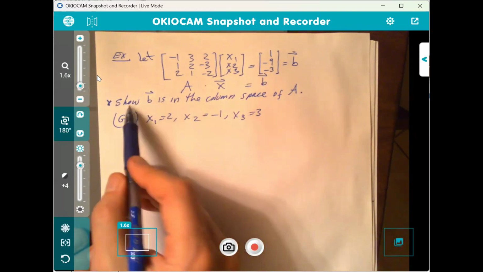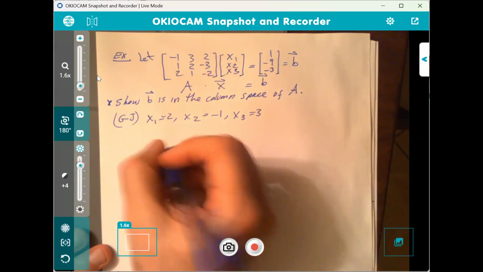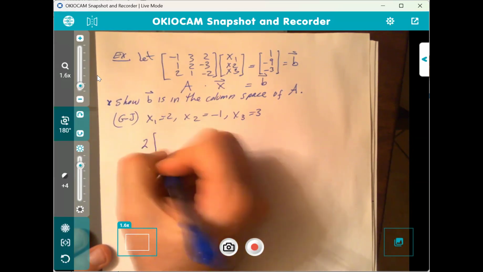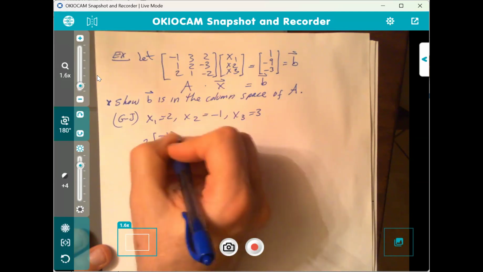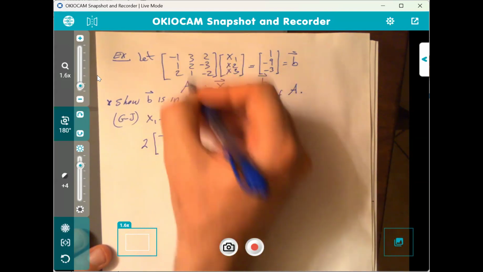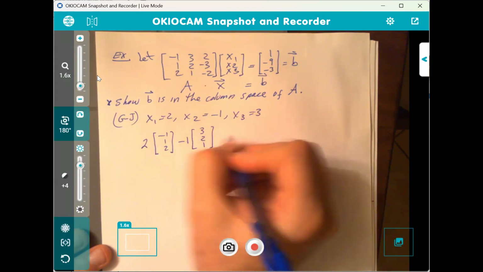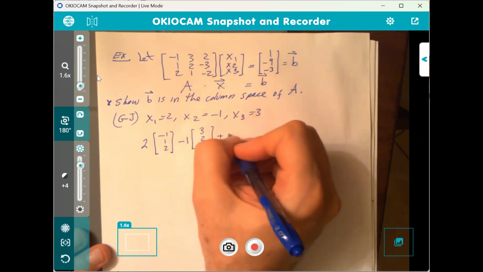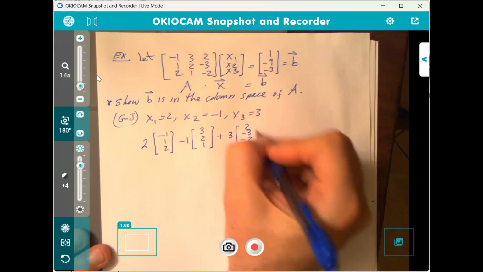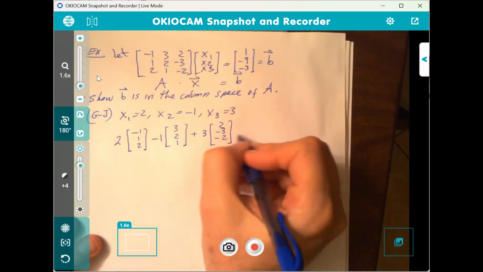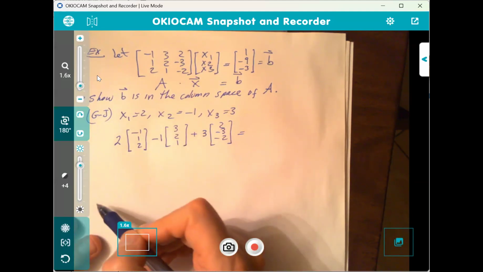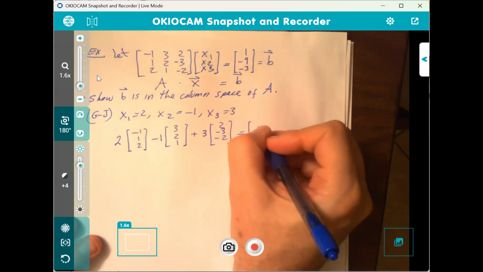Now, to show that B is in the column space of A, x1 is 2, so 2 times the first column, negative 1, 1, 2. x2 is negative 1, so minus 1 times the second column, 3, 2, 1. And plus x3, which is 3, times the third column, 2, 3, negative 3, negative 2. You see that? When you do this, 2 times negative 1 is negative 2. Minus 3, negative 5. Plus 6. Those add up to 1.